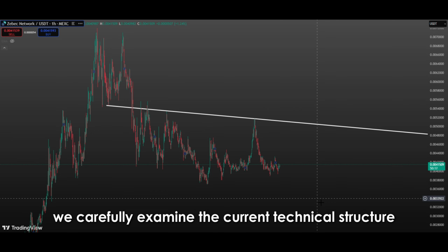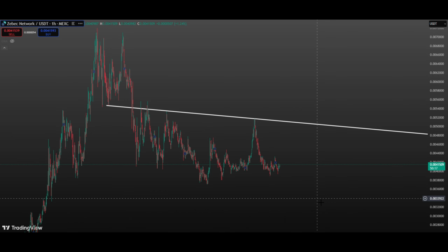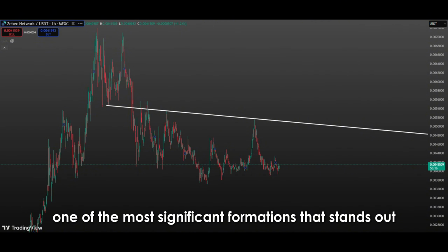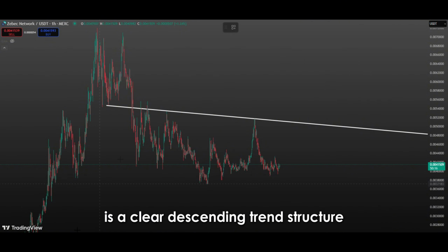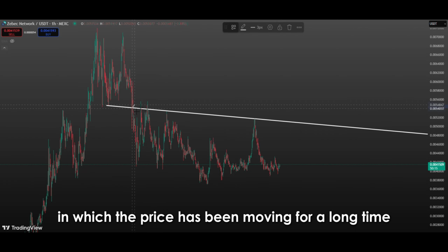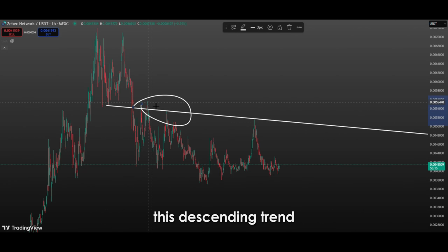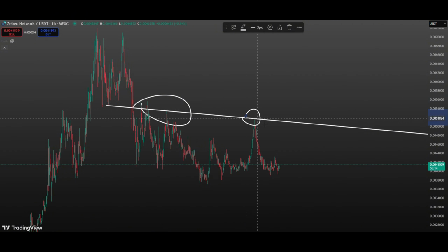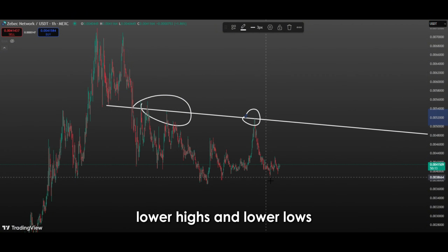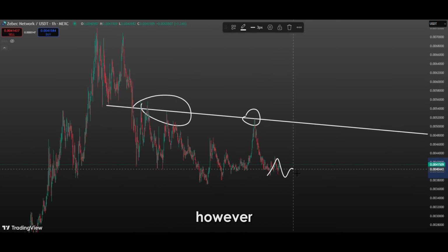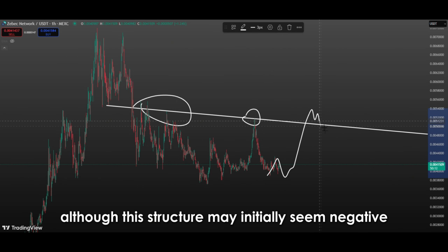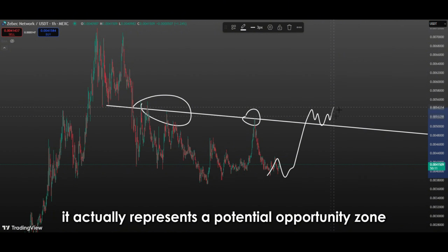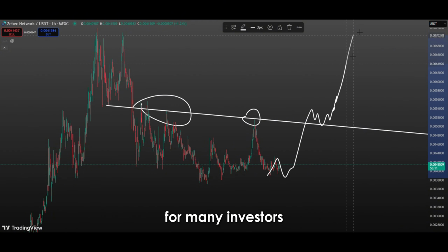When we carefully examine the current technical structure on the chart, one of the most significant formations that stands out is a clear descending trend structure in which the price has been moving for a long time. This descending trend has emerged as a result of selling pressure experienced in the past and has caused the price to form progressively lower highs and lower lows. However, although this structure may initially seem negative, it actually represents a potential opportunity zone for many investors.